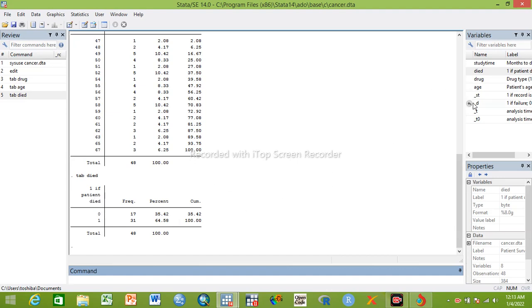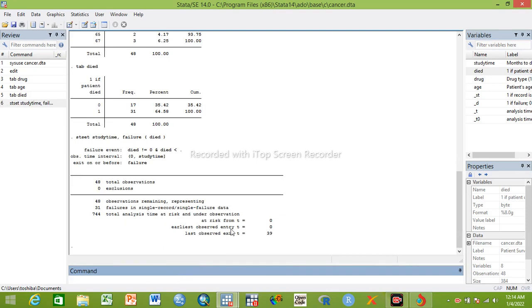So mostly you cannot get in your data set variables like _st, _t and _t0, so to set these variables before doing bivariable and multivariable Cox regression analysis, you have to set this data set, otherwise your command will not work. So you can stset and give duration, study time, and also comma failure and open brackets, then your event. This is an event. After setting this, you can apply any commands in survival analysis. It will work. So this is study time.